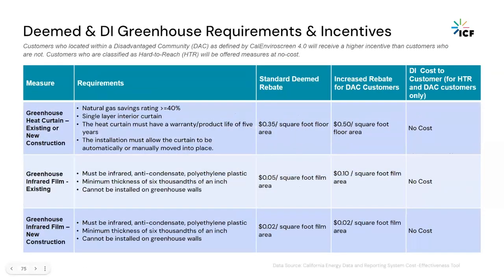Then lastly, in terms of deemed measures for the gas program, these are our largest measures that we work with. They include greenhouse heat curtains and greenhouse infrared film, both for existing structures or new construction. Again, these have 3 levels of tiers for rebates: standard, DAC, then HTR. And again, the heat curtain and infrared film measures, if you qualify as an HTR customer, we can offer at no cost. Next slide, please.